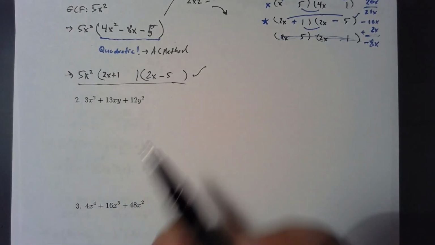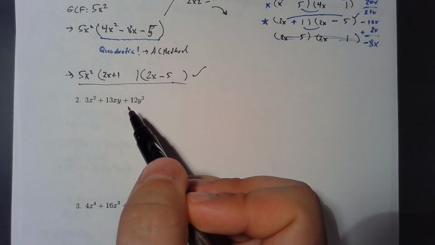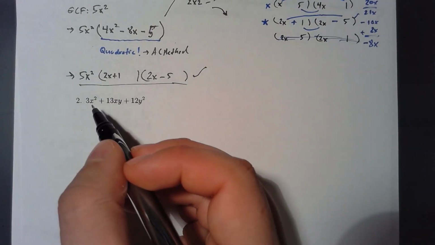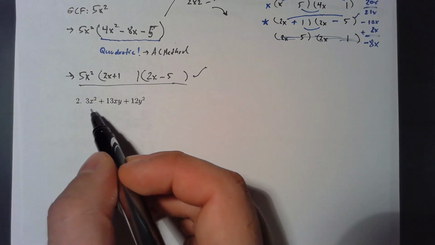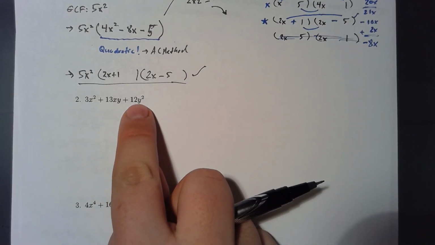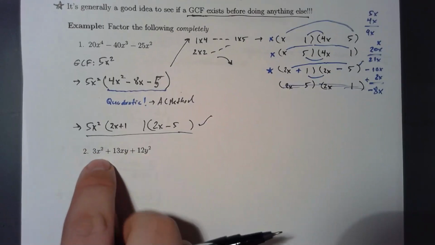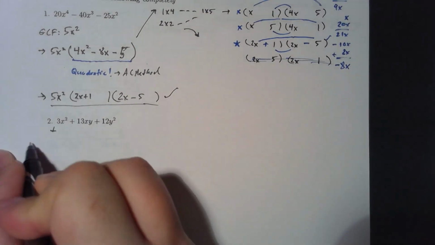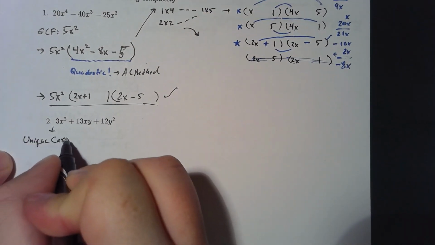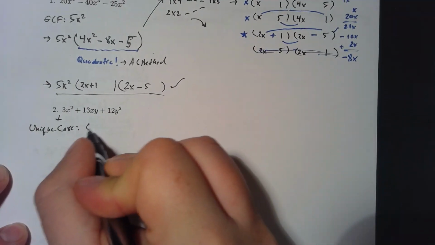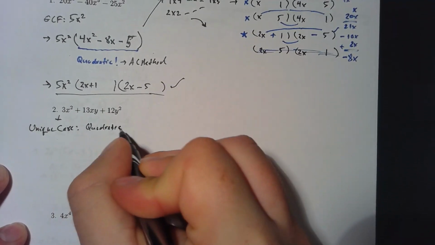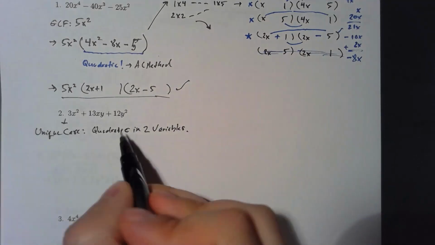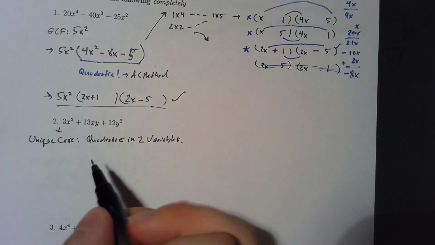And so how do I factor it? It only has 3 terms, so I can't use grouping, right? So the only thing that's left for me to consider is factoring a quadratic. But this doesn't really look like a quadratic because this term has a variable in it, right? But as it turns out, this is a unique case. This is a quadratic in 2 variables. So let me show you what I mean.